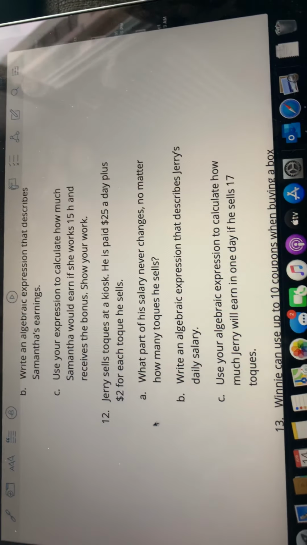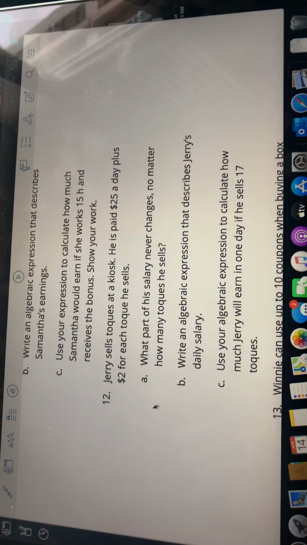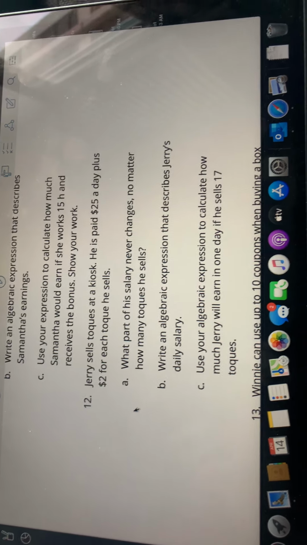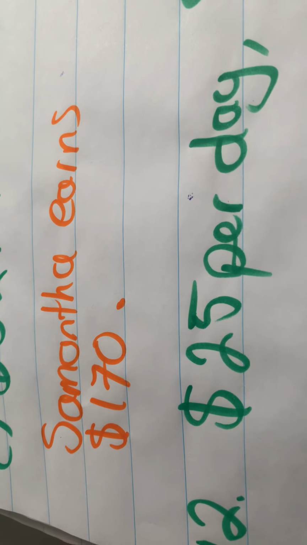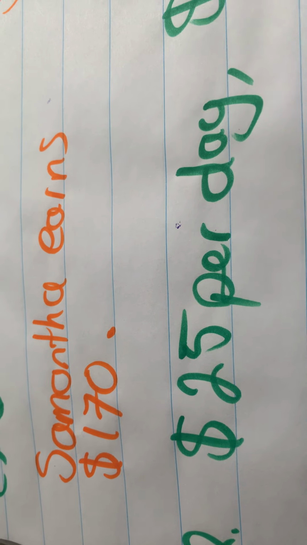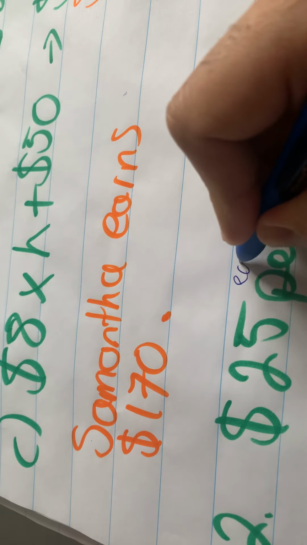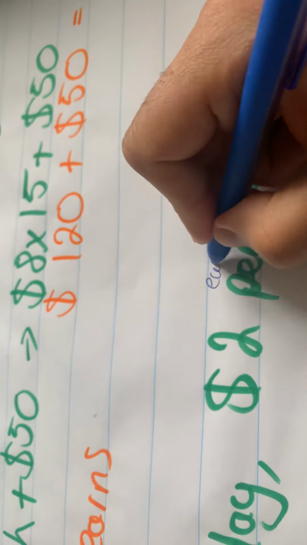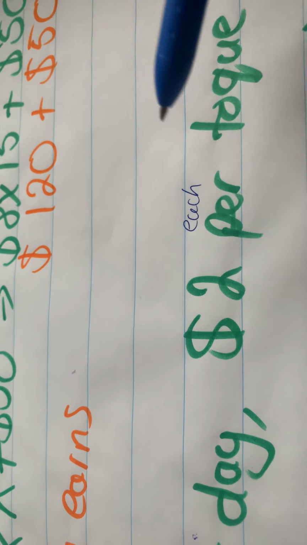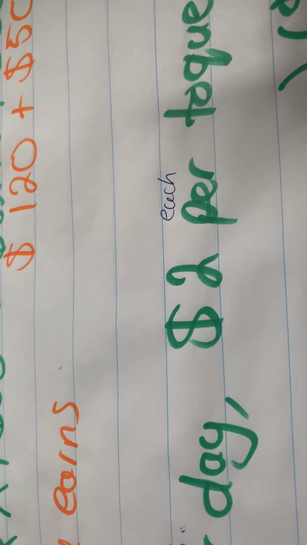Jerry sells toques at a kiosk. He's paid $25 a day plus $2 for each toque he sells. All right. So first thing I did was write down what I knew. Well, I knew that Jerry gets $25 per day. So $25 each day. And he gets $2 per toque. $2 for each toque. And remember the word each means multiplication.